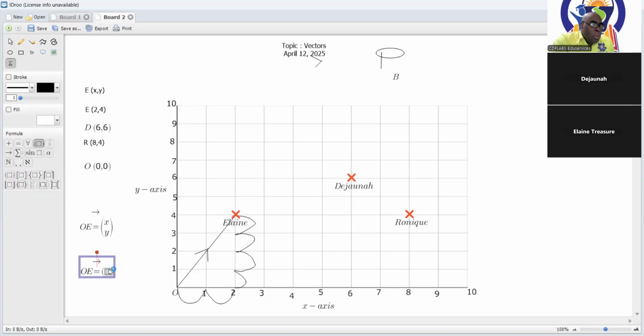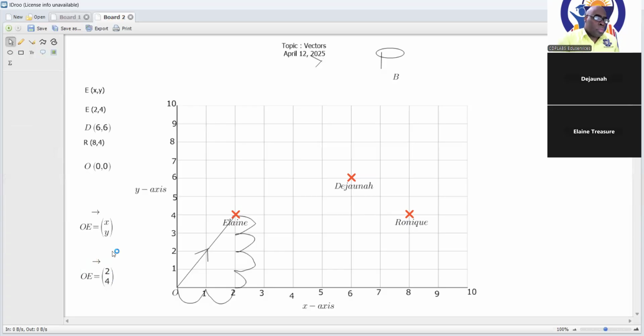And what was the movement on the x-axis again? How much did we move? 2. And how much did we move on the y? 4. That's how you write that vector. All right.